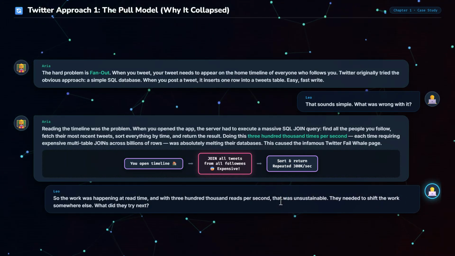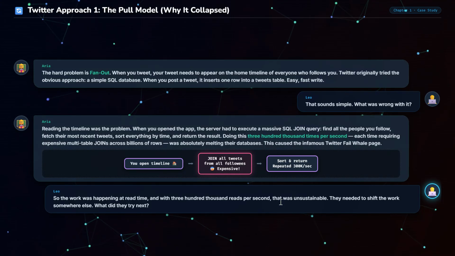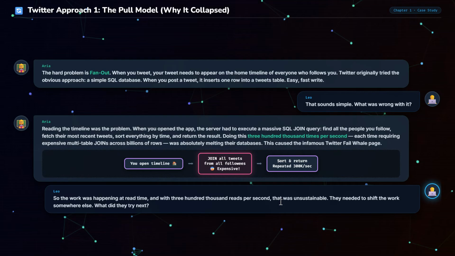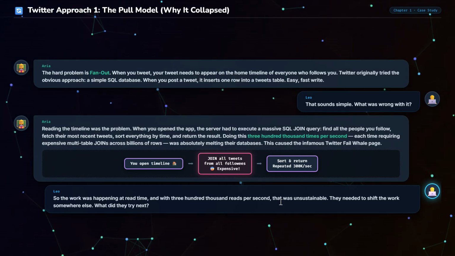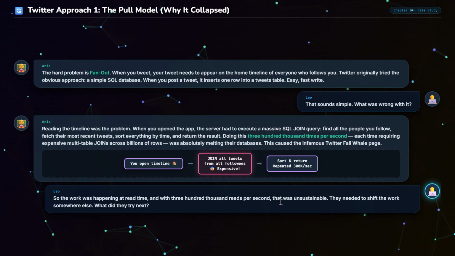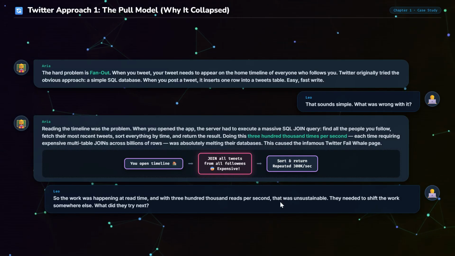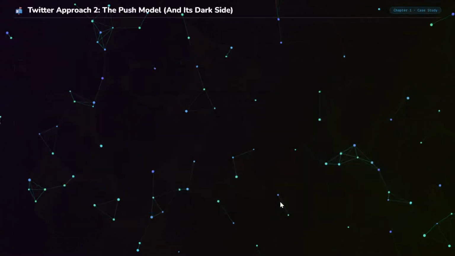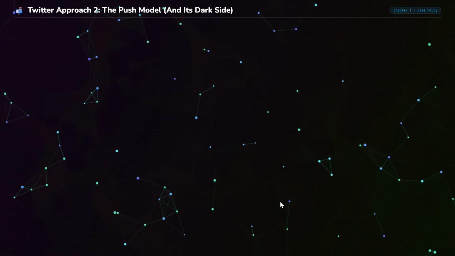So the problem was that all the work was happening at read time. And with 300,000 reads per second, computing everything on demand was completely unsustainable. They needed to shift the work somewhere less painful. What was their next attempt? Their second approach was brilliantly clever but came with a dark, unexpected catch.